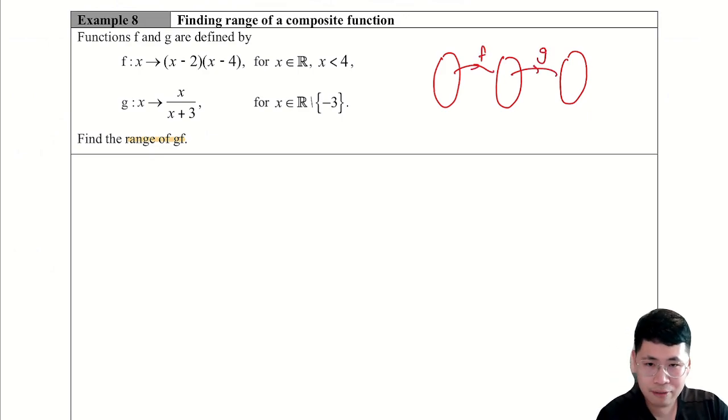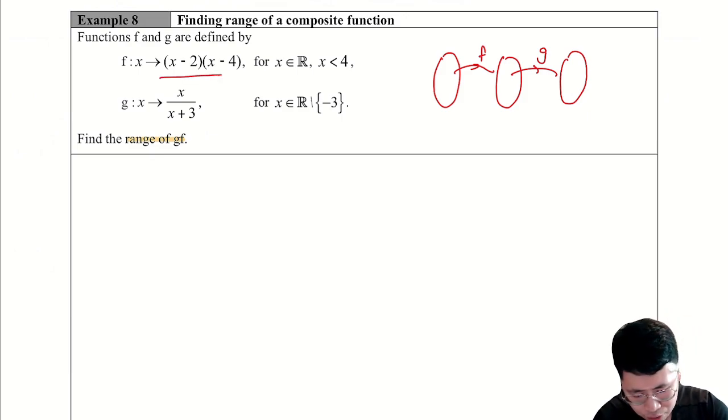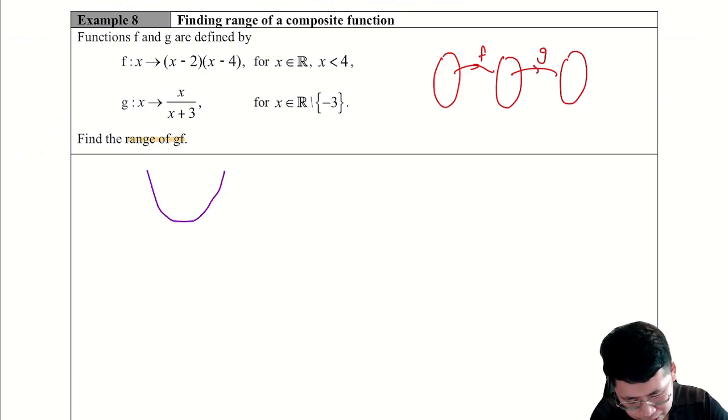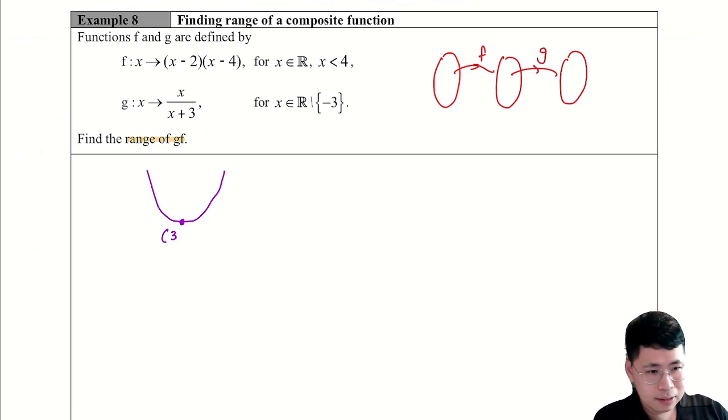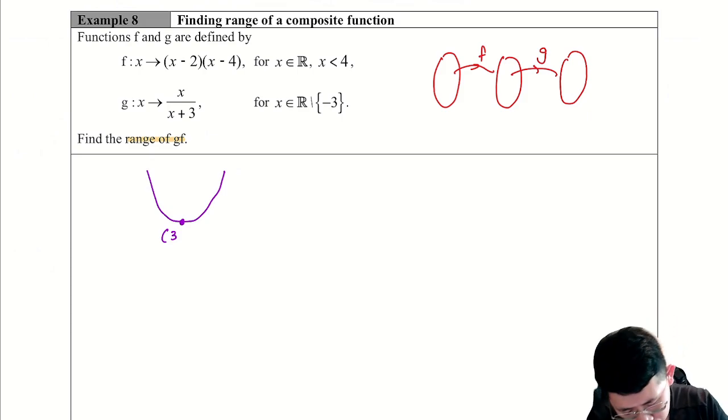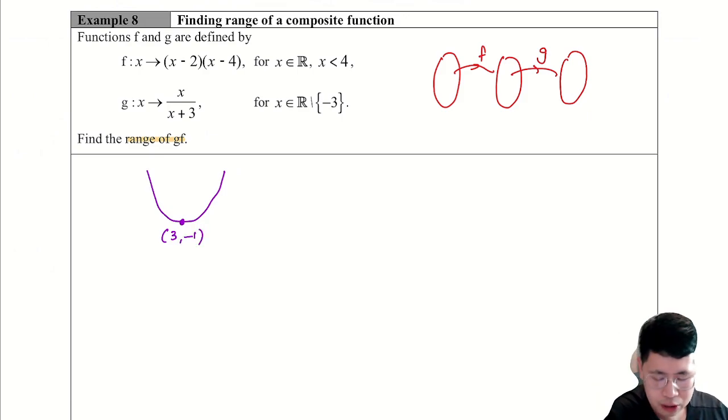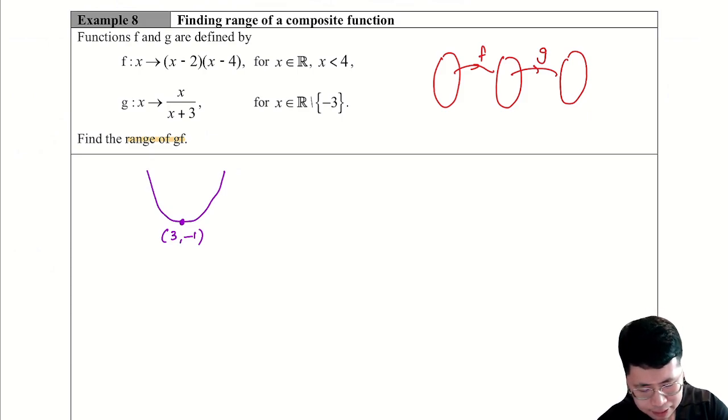So let us draw f first. f over here is a quadratic function, a positive quadratic. You can use your GC to help you with this. The minimum value should be 3 and -1. Do you need to really draw with axes? I think a sketch will do, so don't have to worry about the axes.